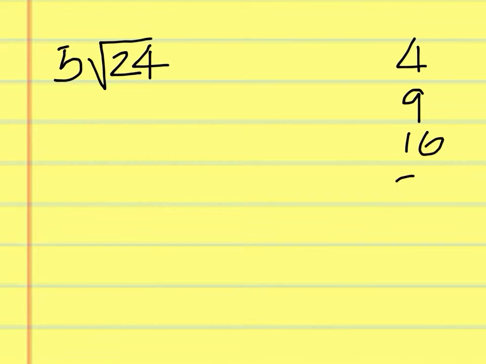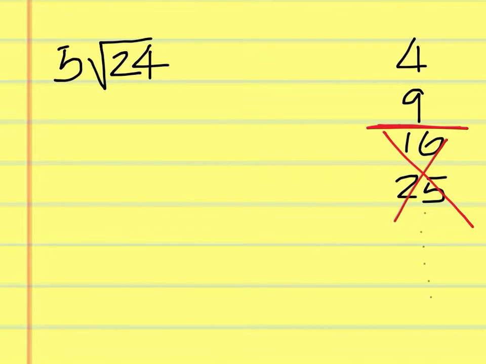We want to simplify 5 square root of 24. Our perfect squares are 4, 9, 16, 25, and so on. Half of 24 is 12. Where does 12 show up in that list? Between 9 and 16, so forget about everything below that.